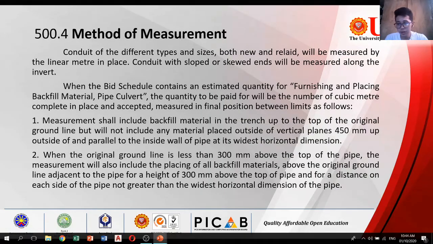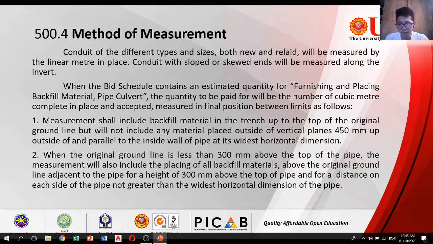Number two: when the original ground line is less than 300 mm above the top of the pipe, the measurement will also include the placing of all backfill materials above the original ground line adjacent to the pipe for a height of 300 mm above the top of pipe and for a distance on each side of the pipe not greater than the widest horizontal dimension of the pipe.